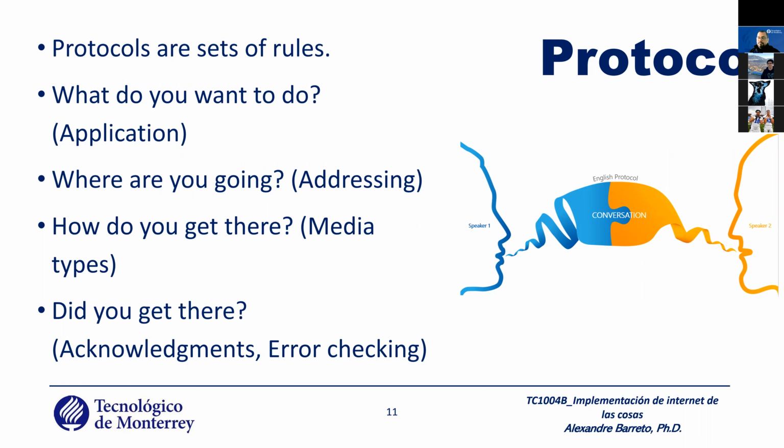The media types: for example, the protocol defines if you can use fiber, cabling, or wires. Depending on the protocol that you use, you can use, for example, coaxial cable. And did you get there? For example, acknowledgment and error checking. The protocols define how you identify and how you handle errors in the presence of errors in the medium.